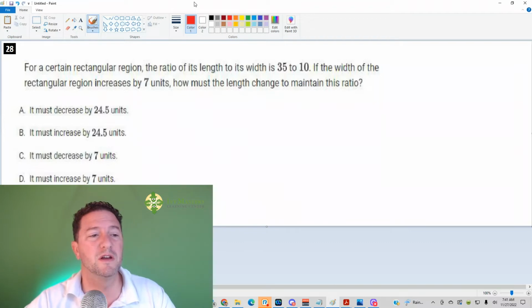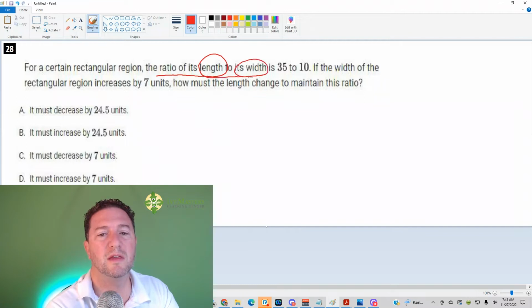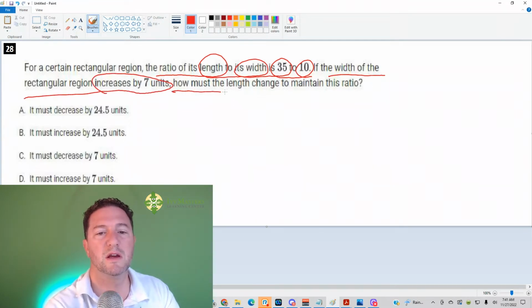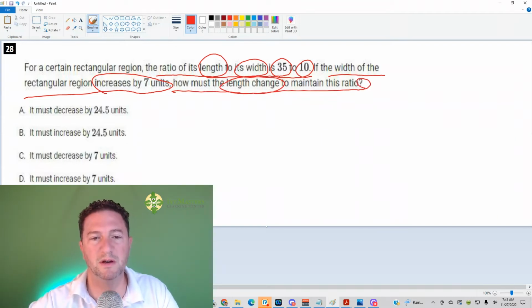Test 1. Question 28 reads: for a certain rectangular region, the ratio of its length to its width is 35 to 10. If the width of the rectangular region increases by 7 units, how much must the length change to maintain the ratio? And I underlined some stuff, I circled the important stuff.